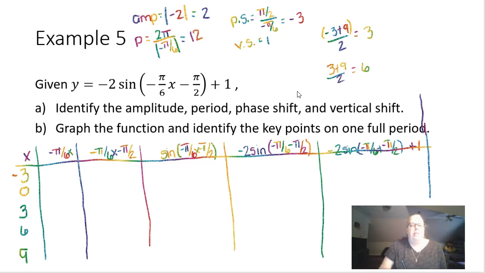In this column, we're going to take everything over here in our first column and multiply by negative pi over 6. So negative 3 times negative pi over 6, that's going to give me positive 3 pi over 6, which is just pi over 2. 0 times negative pi over 6, that's just going to give me 0. 3 times negative pi over 6, that's going to give me negative 3 pi over 6, but that's just negative pi over 2. 6 times negative pi over 6 is going to give me negative 6 pi over 6, but that's just negative pi. And then 9 times negative pi over 6 is going to give me negative 9 pi over 6, but that's just negative 3 pi over 2.